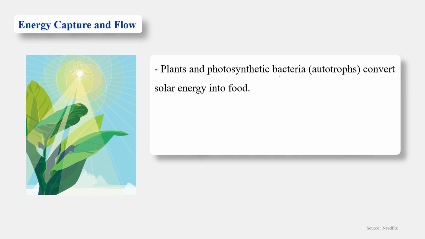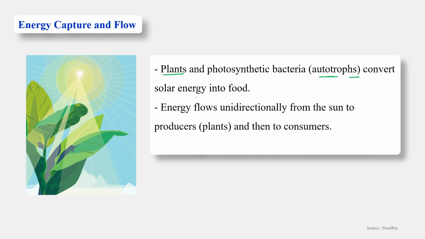Plants and photosynthetic bacteria, which we can say are autotrophs, convert solar energy into food, right? And energy flow is unidirectional, from the sun to the producer, meaning plant, and then to the consumer. And this unidirectional flow aligns with the first law of thermodynamics, right?